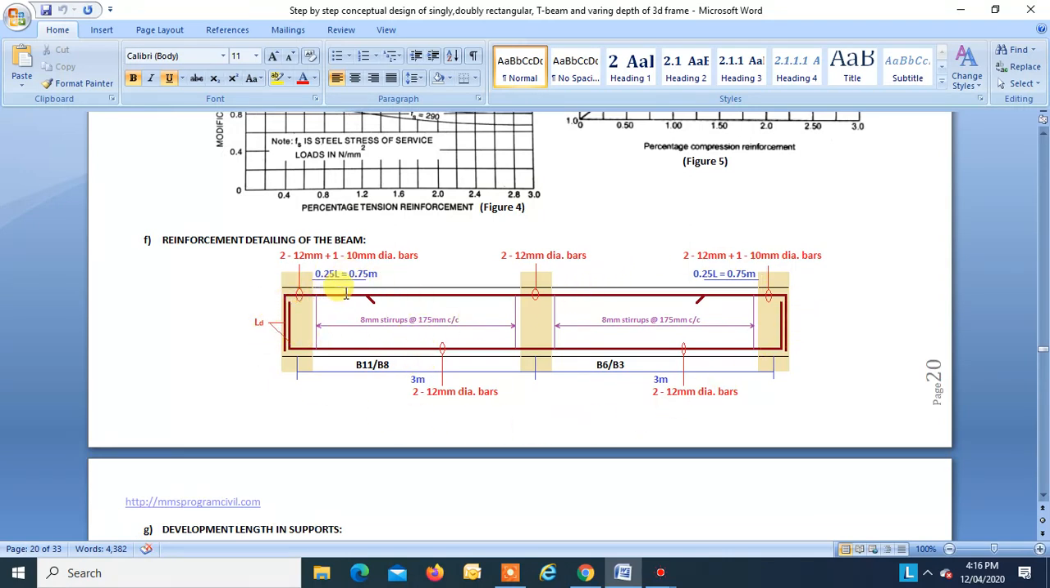So this is the longitudinal steel detail. We are providing two 12 mm dia bars throughout the whole beam, and one 10 mm dia bar which is curtailed at a distance of 0.75 meters, and at bottom we are providing two 12 mm dia bars throughout the beam. And stirrups we are providing 8 mm at spacing 175 center to center for the whole beam.